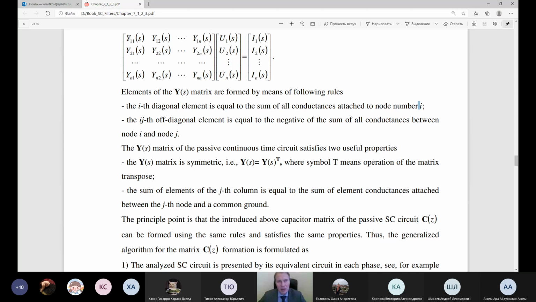Значит, вспоминаем, господа, на всякий случай, мы об этом уже в этом семестре говорили, но тем не менее, матрица симметрична относительно главной диагонали, верхние и нижние треугольники равны для пассивной схемы, как аналогового типа, так и дискретного.